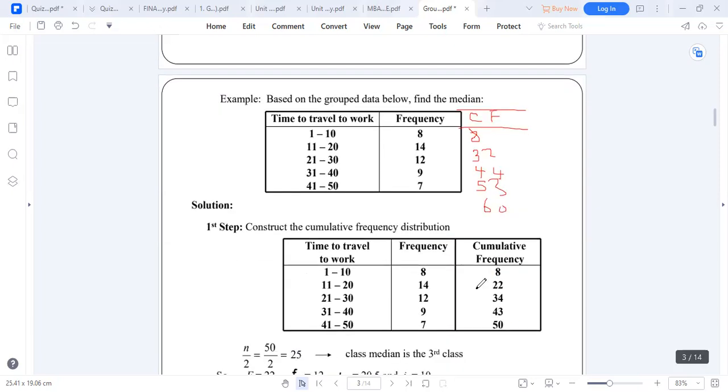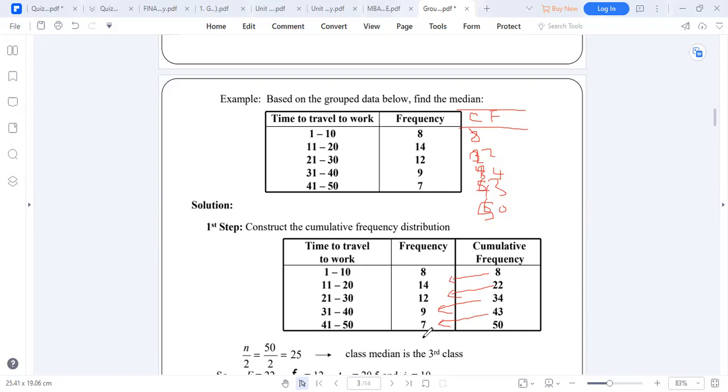So this is how we get the cumulative frequency: 8, 22, 34, 43, and 50. This is how our frequency distribution table looks like.